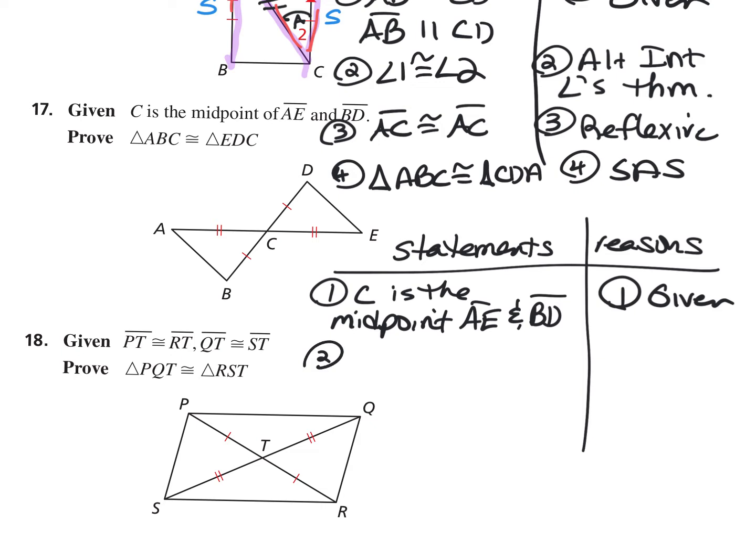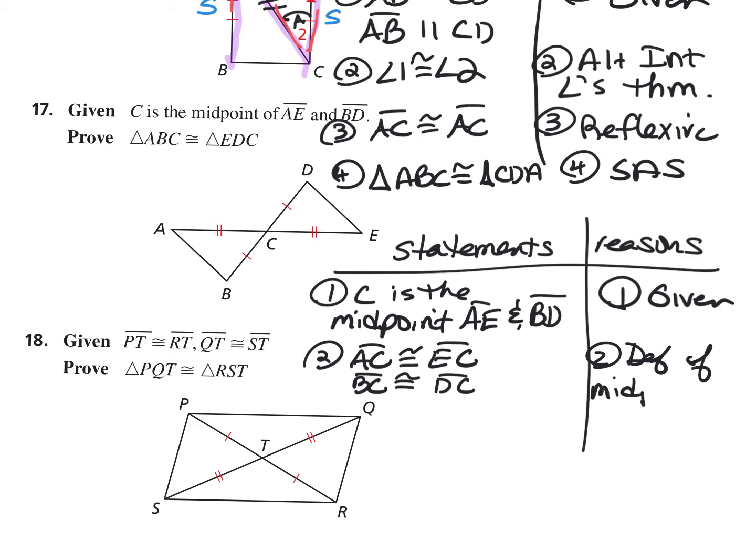So I'm going to go ahead and state that AC is congruent to EC and that BC is congruent to DC. And you have to. Again, on the midterm, I won't label the picture. So you have to say what a midpoint does, and it splits the segment into 2 congruent pieces. So this is definition of a midpoint.